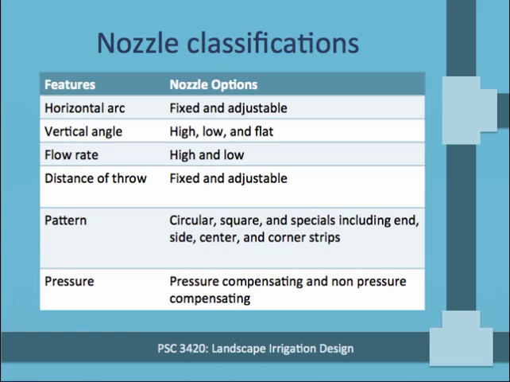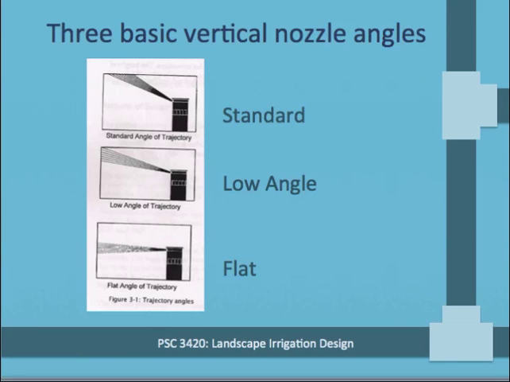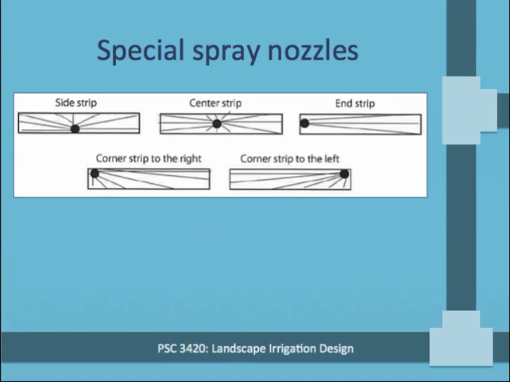And they can even have different patterns of throw, including some more unusual patterns like side spray, center spray, corner sprays. I'll show you some illustrations of that in a minute. And they can also be pressure compensating and non-pressure compensating. So here you can see some illustrations of basic nozzle angles of spray, including a standard angle, so it's coming up at about 45 degrees from horizontal. Low angle is somewhat below that, and then flat, which again might be a good choice if you're dealing with an area that's got a lot of wind and you're trying to improve your distribution uniformity.